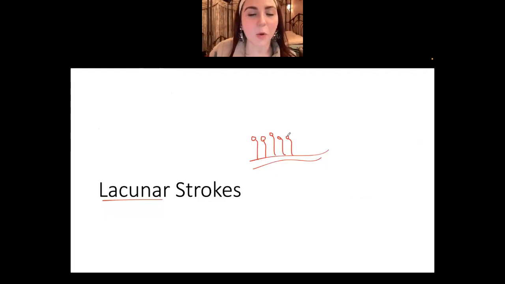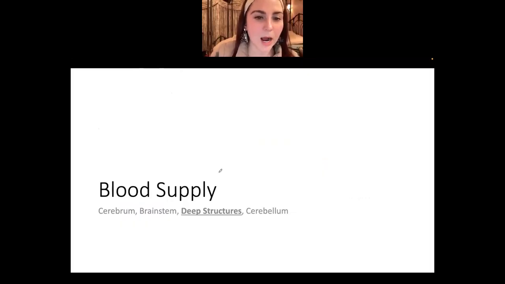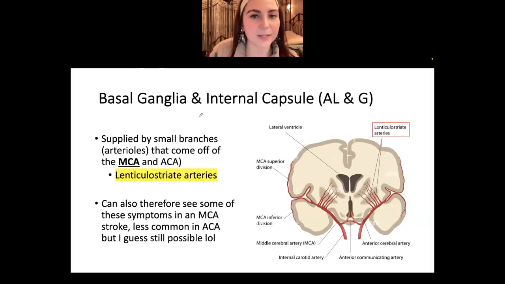I'm talking about the ones coming off the MCA, specifically what I'm drawing here. But if you see this term, a lacunar stroke, all they're talking about is a stroke of really tiny blood vessels that are supplying really tiny regions of the brain. Okay, so this was from last time. These are just those slides from last time. But again, the ones I'm going to talk about are specifically the ones that are supplying the basal ganglia and the internal capsule.